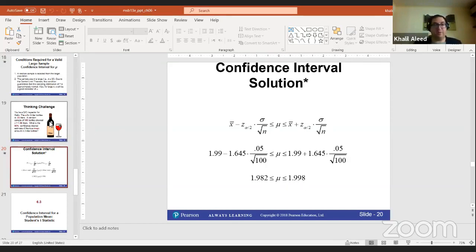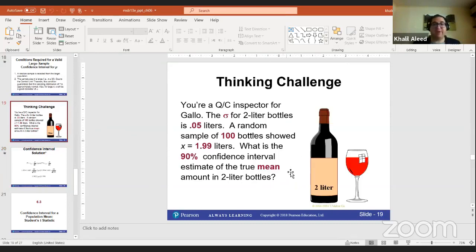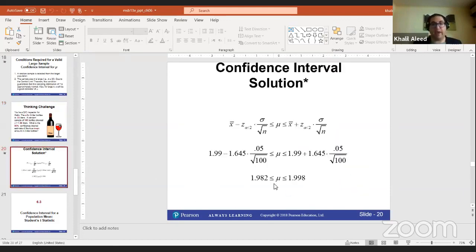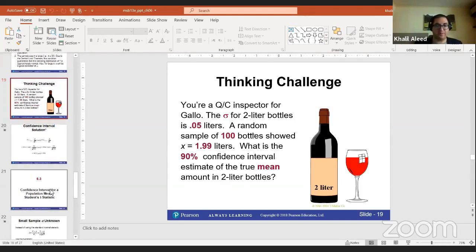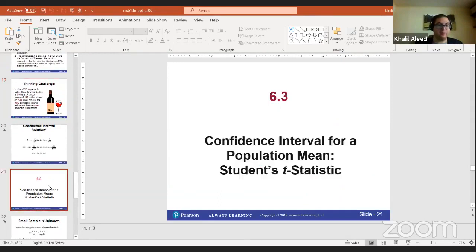That means my advertisement that this bottle has 2 liters is false. I have a problem in my production line because the average amount of liquid inside the bottle is less than 2 liters, which I'm trying to test here. So that's an example of what we discussed above. Is it clear? Any question?